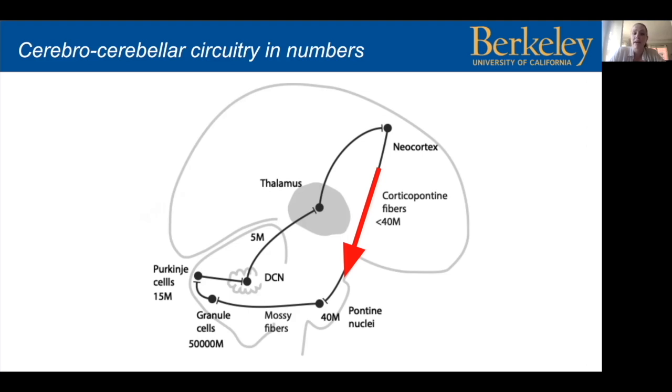From there, this stream of information is projected onto 50 billion granule cells, corresponding to an expansion of 1 to 1,000. Granule cells then give rise to a single parallel fiber, and each fiber innervates 15 million Purkinje cells. Purkinje cells then deliver their output via the deep cerebellar nuclei to the thalamus and then back to the neocortex. So interpreting the cerebellum within the context of the cerebral cortex is important if we're going to further our understanding of cerebellar function.